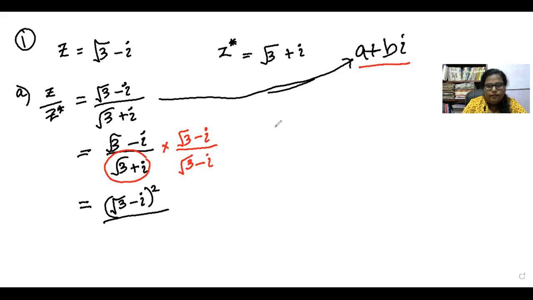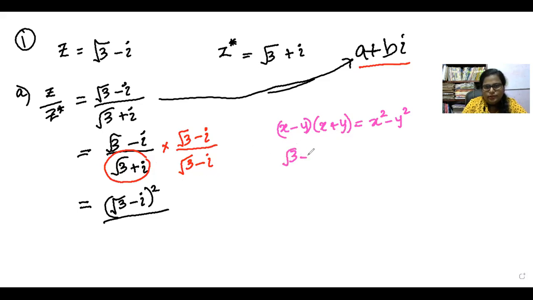So you know that if there are two factors like x minus y and x plus y, it is equal to x square minus y square. So you have to use the knowledge of this difference between two square terms here, because here also you can see you have factors like square root 3 plus i, square root 3 minus i. So you can use the same result for this one also.